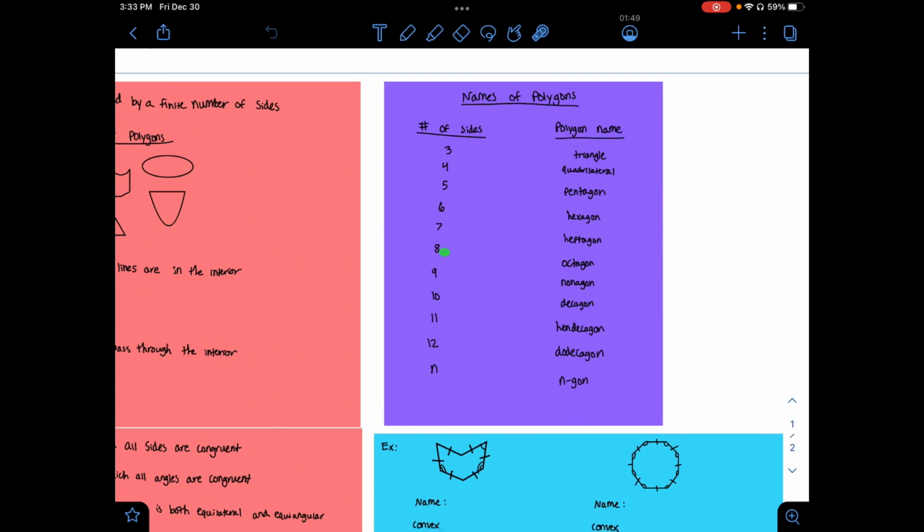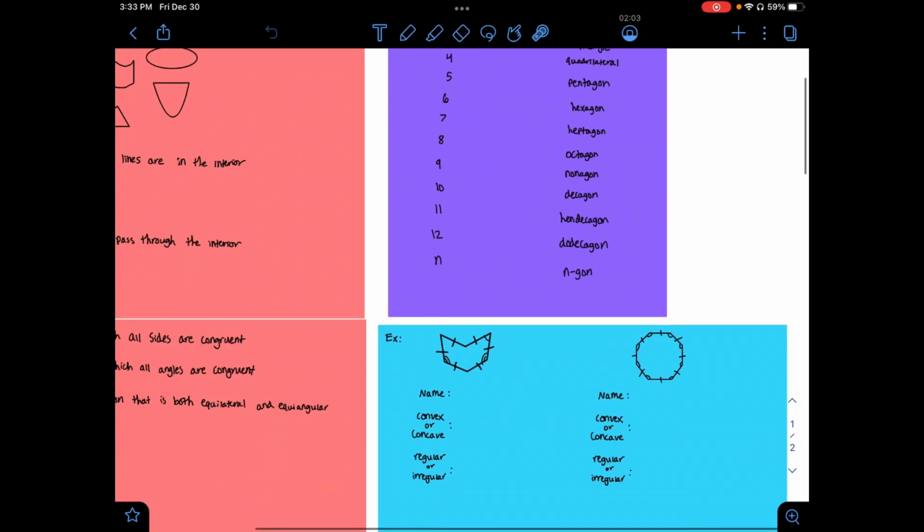If it's 8 sides, it's an octagon. 9 sides, it's a nonagon. 10 sides, it's a decagon. 11, hendecagon. 12 is dodecagon. And then from then on, it's just how many sides it is.